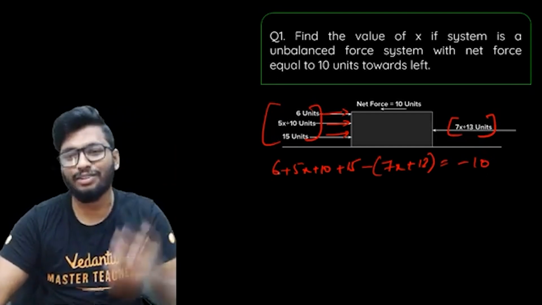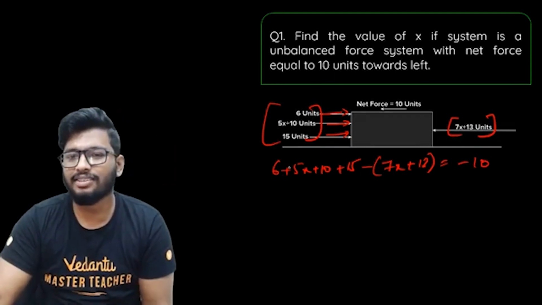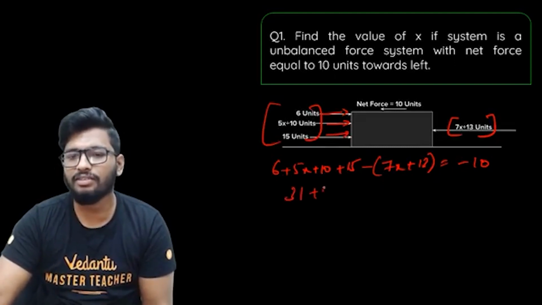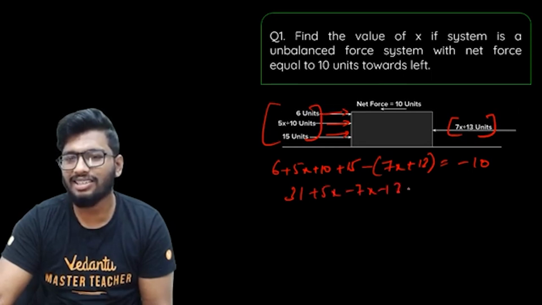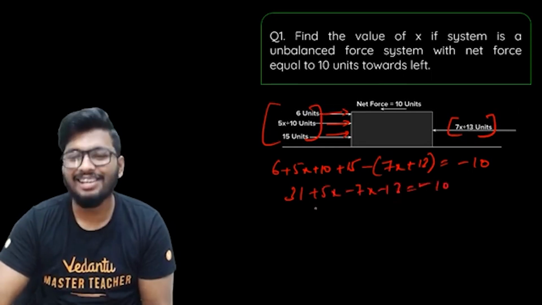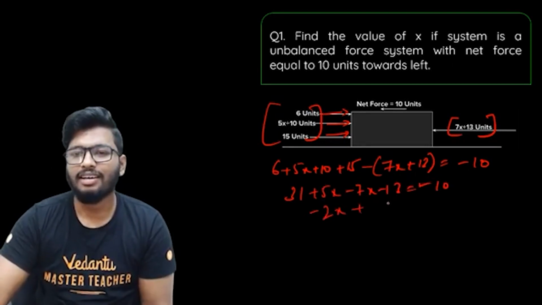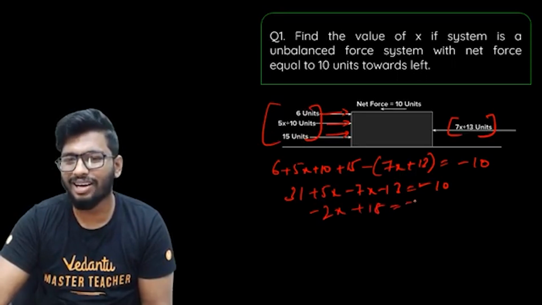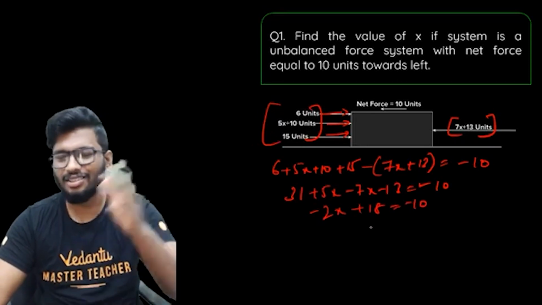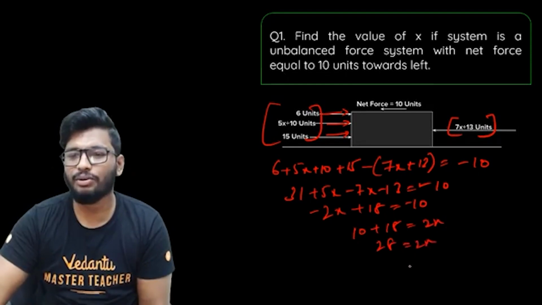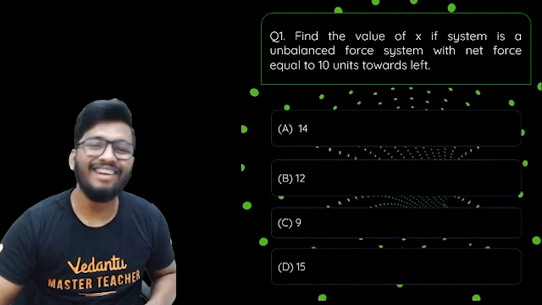Now simplify this, find out the value for x. So you have 6 plus 10, that's 16, plus 15, so that's 31. 31 plus 5x minus 7x minus 13 is equal to minus 10. So that's minus 2x plus 18 is equal to minus 10. I'll take the minus 2x to the other side just to keep it positive. So it'll be 10 plus 18 is equal to 2x. So that's 28 is equal to 2x. So x is equal to 28 by 2, which is nothing but 14. So the answer to this question is option A, which is 14.